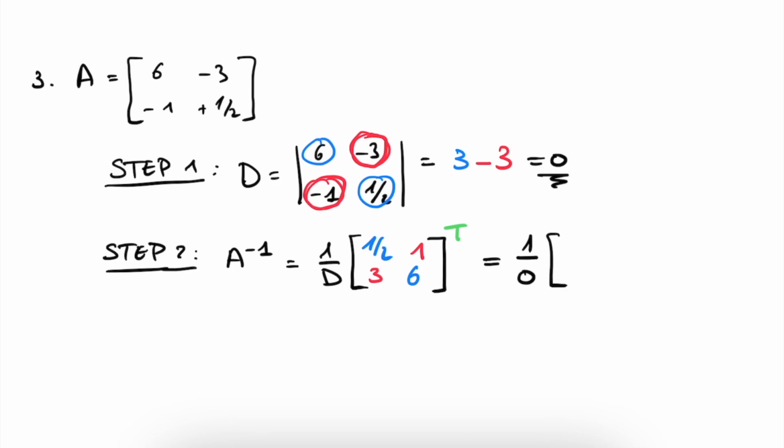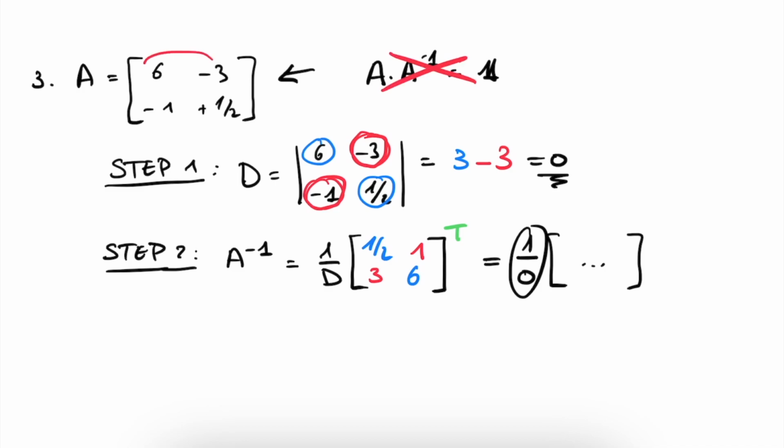So it doesn't really matter what this matrix is. We get 1/0, which is ill-defined. This simply means that this matrix doesn't have an inverse matrix. There is no matrix which we can multiply this with that we get 1 in the end. This simply doesn't exist. And why is this?